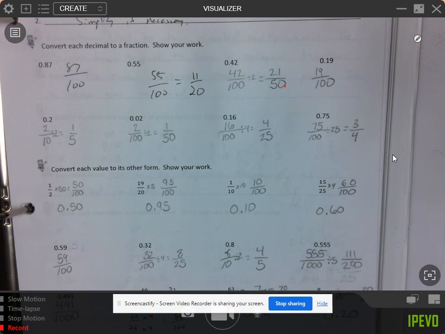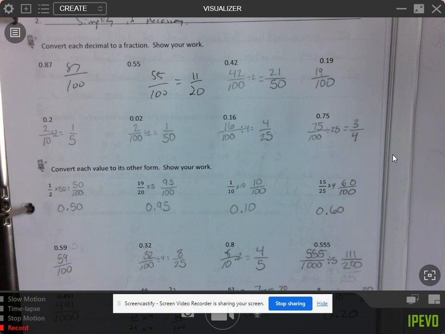So we have 87/100ths, 11/20ths, 21/50ths, 19/100ths, 1/5. This is another one that we didn't have to go to the 100ths. We could have said 2/10 instead of 20/100ths because we're simplifying it down. Both 20/100ths and 2/10 will simplify down to 1/5. So you had to make sure that you simplified. Then we have 1/50th, 4/25ths, and 3/4. Any questions on how I simplified any of these?